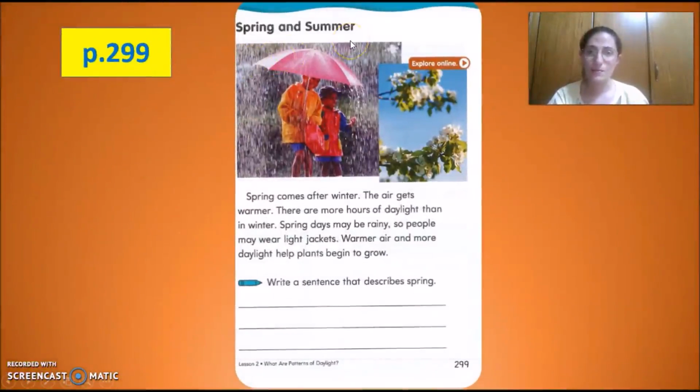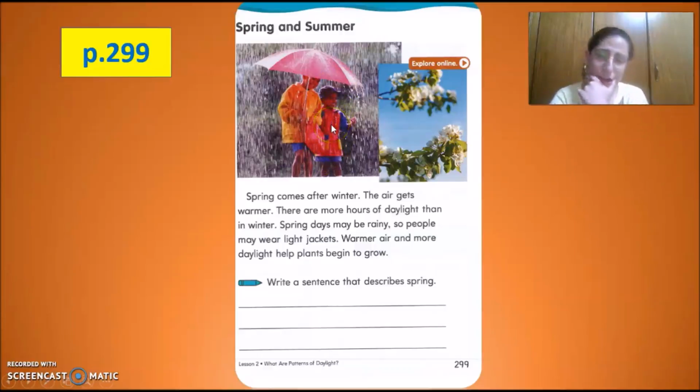Spring and summer. What do we observe in these two pictures? Take a minute to observe carefully. What do we observe? Excellent. In the first picture, we could spot that two kids are what? Two kids are walking under the rain using an umbrella. However, they are wearing short shorts and wearing light rain jackets, right?